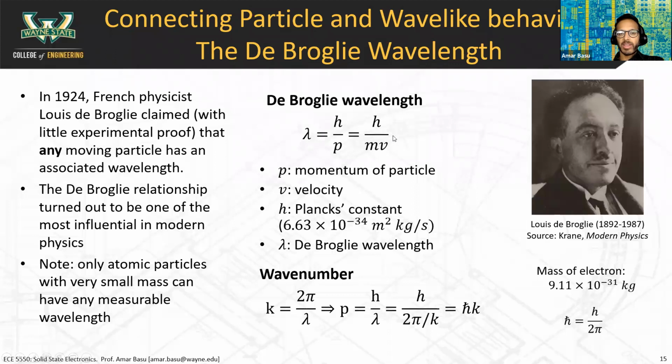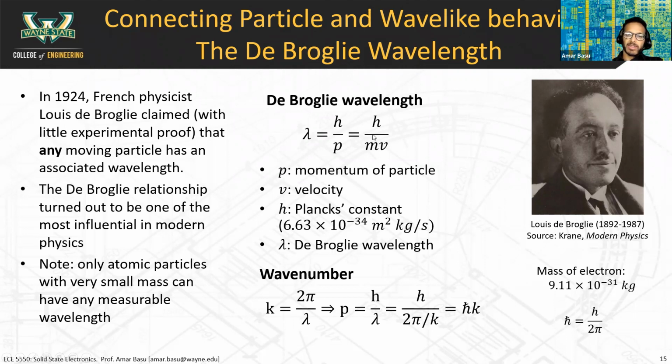Okay, so the de Broglie equation is basically saying that every particle that moves at a velocity v has an associated wavelength, and you can clearly see that they're inversely related. So a particle that's moving with very fast velocity will have a small wavelength, and a particle that's moving with slow velocity will have a large wavelength.